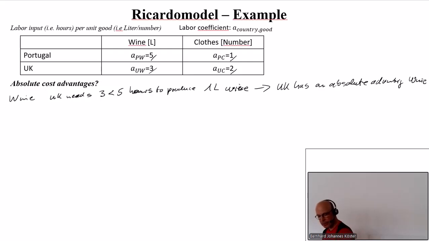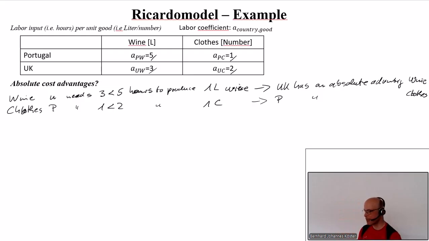with the clothes? There, you're right. Portugal. Oops, because I have only you. Portugal needs 1 hour, which is smaller than 2 hours, to produce one cloth, and thus Portugal has an absolute advantage in producing clothes. Of course, this is quite simple, and this is what we would directly look at.